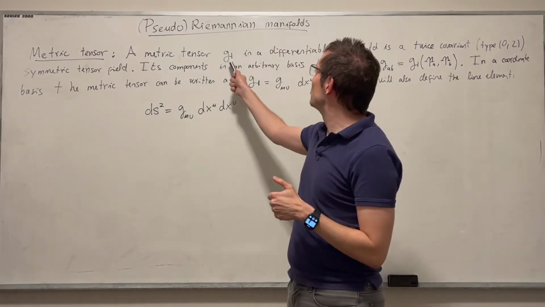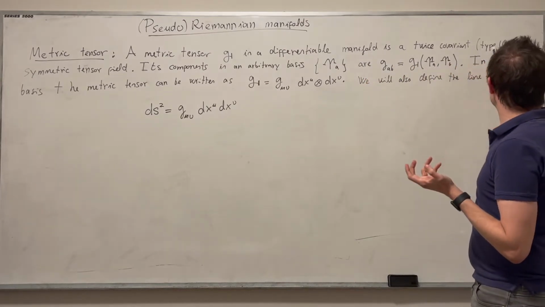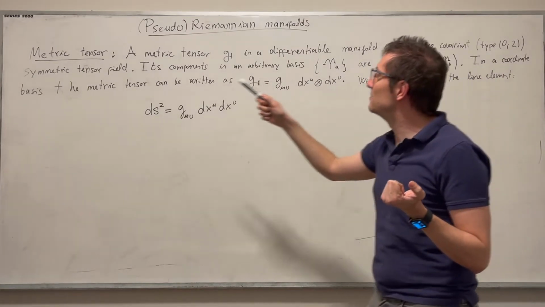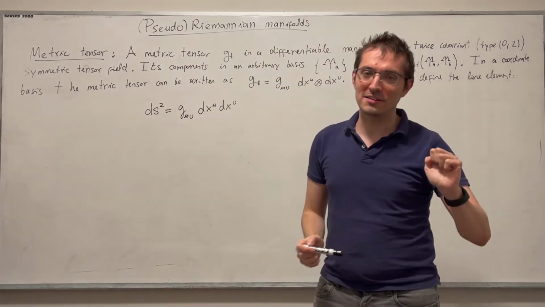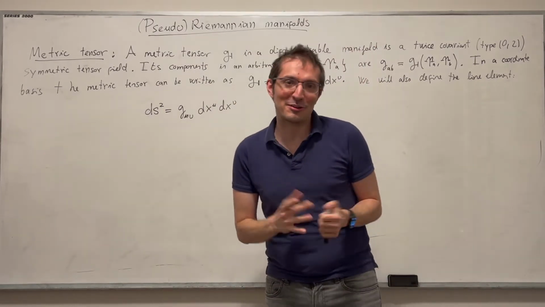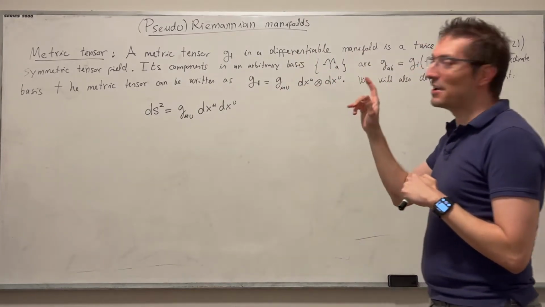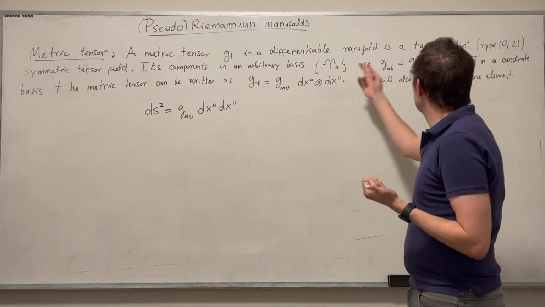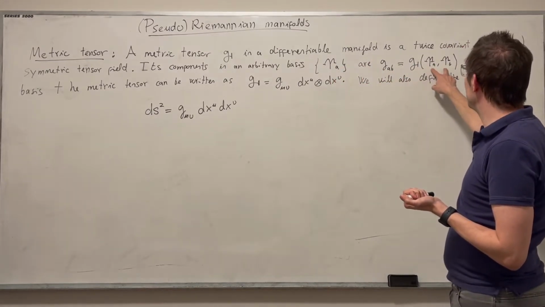A metric tensor g in a differentiable manifold is a twice covariant, type (0,2), symmetric tensor field. So important, it has to be symmetric and twice covariant. We will discuss why it has to be symmetric, because of course there's a reason you want it symmetric to define a metric tensor. Now, its components on an arbitrary basis are given, of course, by acting with the metric tensor on the elements of the basis, as usual.